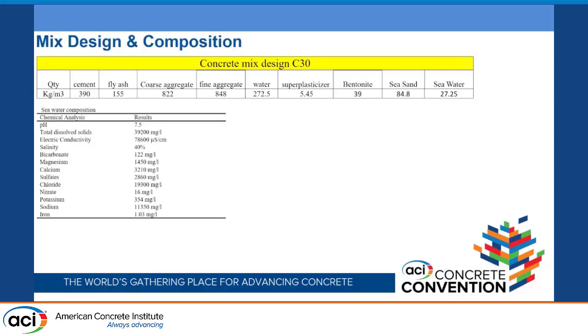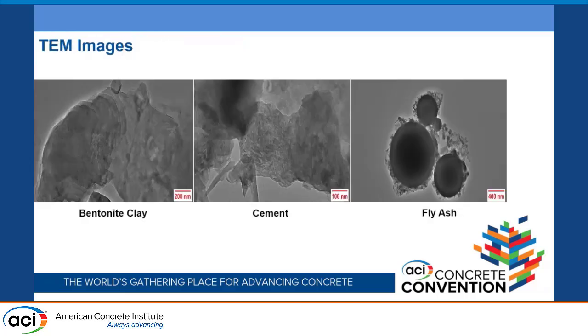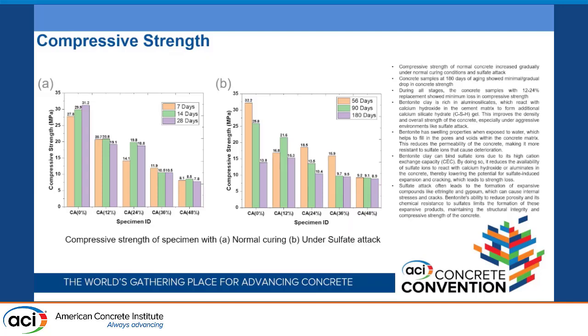So here is the mix design that we used in our experiment, in which we used 390 kg per cubic meter of cement and 155 kg of fly ash for the control specimen. And we replaced the cement with bentonite, which was around 39 kg per cubic meter. Likewise, the sea sand was 84.8 kg per cubic meter, and seawater was 27.25 kg per cubic meter. Here are some images of bentonite clay, cement, and fly ash that we used in our experimental program.